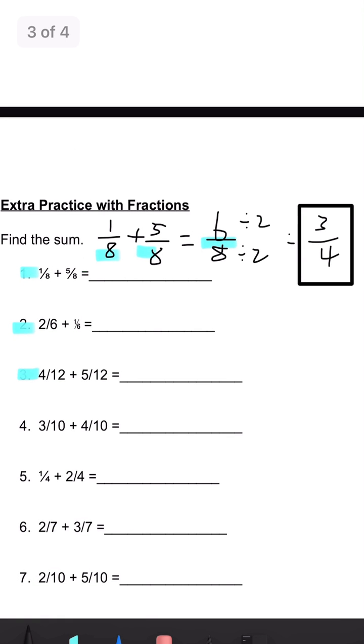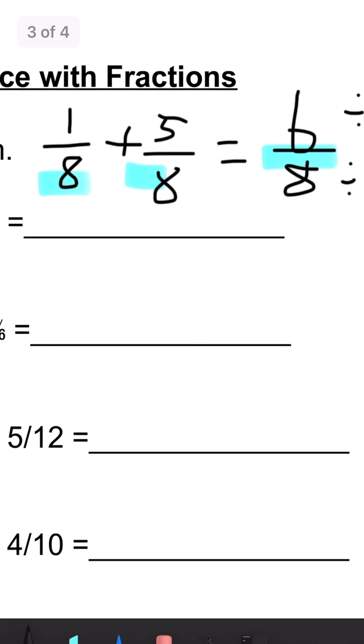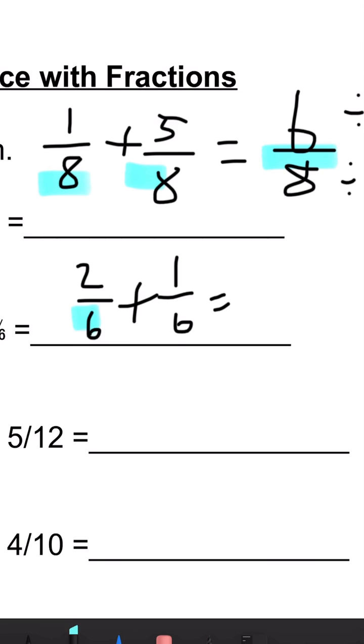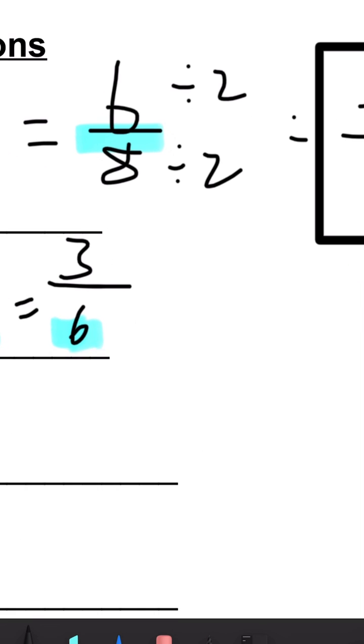Same thing with number 2. We have 2 over 6 plus 1 over 6. Since we have a common denominator of 6, we're going to bring that over. Add the top. 2 plus 1 is 3. To simplify, we're going to divide by 3. And we get 1 over 2.